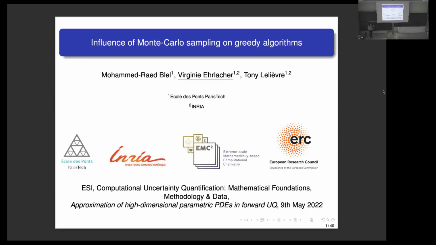So today I'm going to talk about a recent work with Mohamed Rael and Tony Lelière about the influence of Monte-Carlo sampling on greedy algorithms for reduced basis. So what I'm going to talk about is some theoretical results that we managed to obtain on these Monte-Carlo samplings, and about some numerical algorithms that are inspired from these theoretical bounds, and what we can say about them.